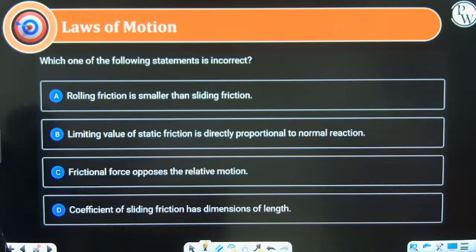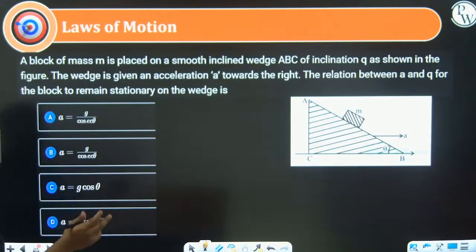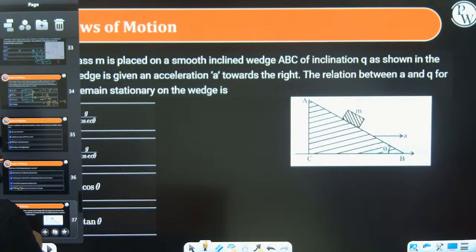Which of the following statements is incorrect? Rolling friction is smaller than sliding friction. Yes, it is correct. Limiting value of static friction is directly proportional to normal reaction. Yes, it is correct. Frictional forces oppose relative motion. Yes, it is correct. Coefficient of sliding friction has dimensions of length. Coefficient of friction has no dimension, so this is incorrect. They're asking for the incorrect one. Okay, so yes, we are at the last stage, where the questions are mixed with the concept of pseudo force.